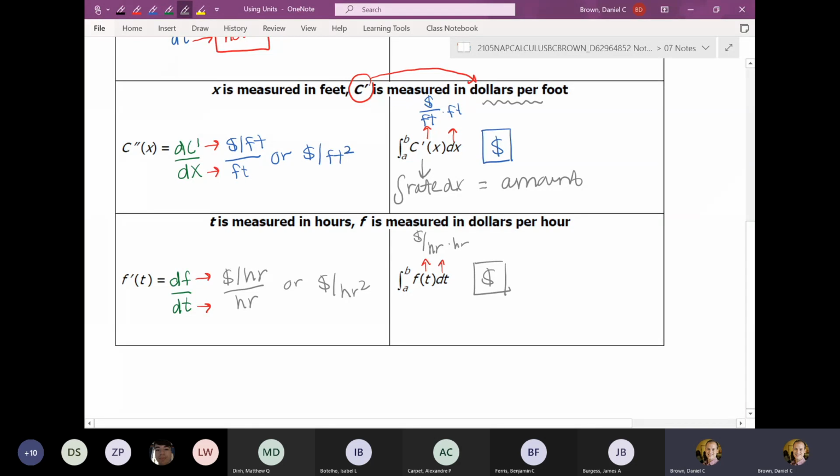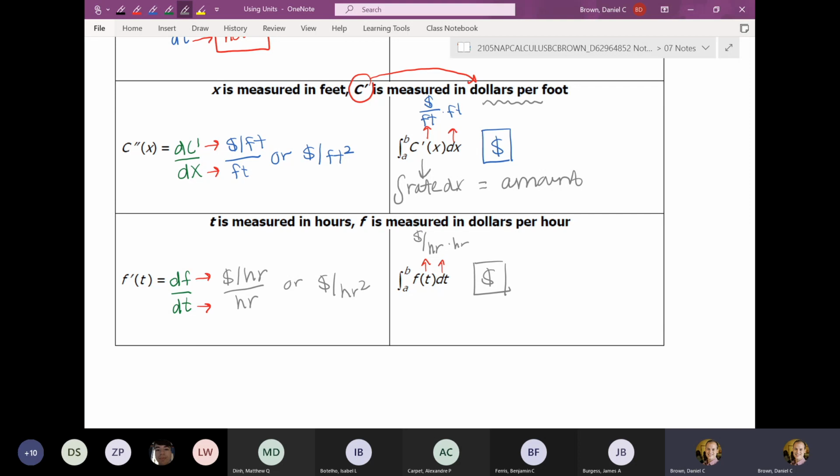It is useful looking at units because it will help you determine what you need to do in the problem. For example, say the function given to you was in dollars per hour. You knew your answer needed to be in dollars. That would be your clue, like, hey, I need to somehow take an integral to get to the answer. So you can use the units to figure out which calculus you need to do.